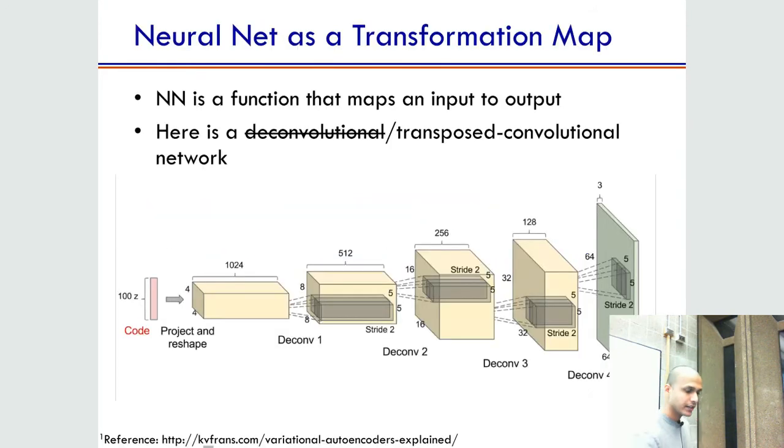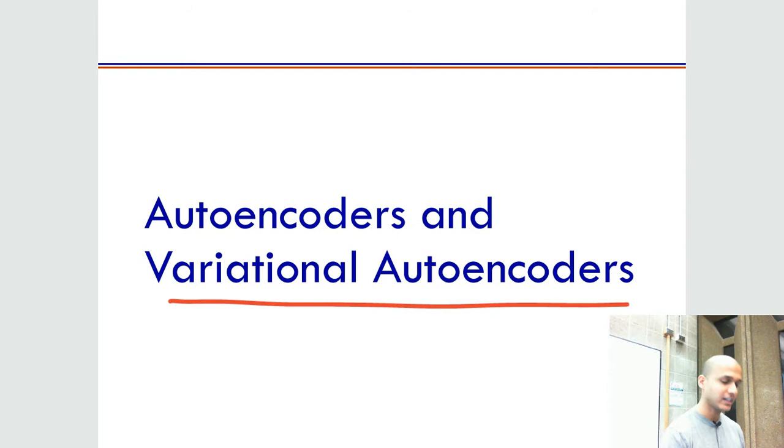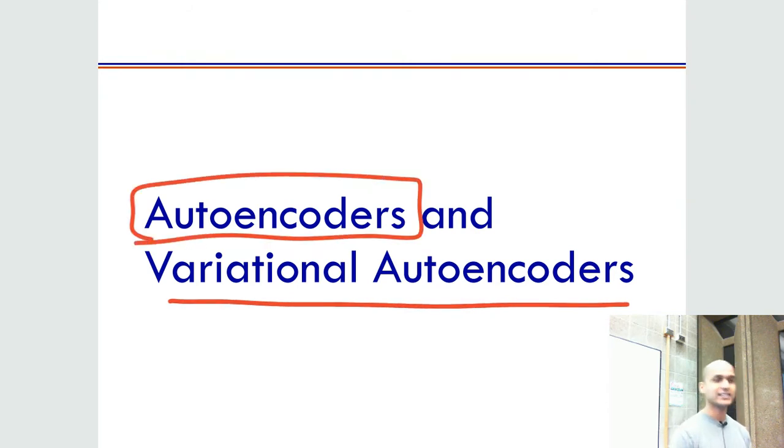Okay, so let's look at the first way, which is autoencoders and variational autoencoders. Actually, the variational autoencoder is the one that generates samples. Autoencoders do not, but we'll first just understand what an autoencoder is.